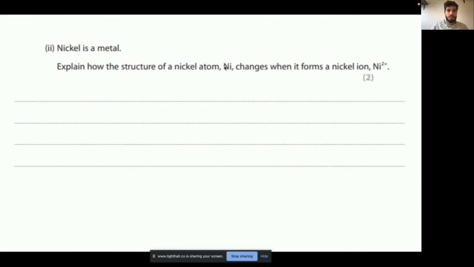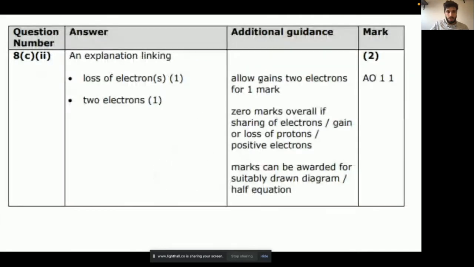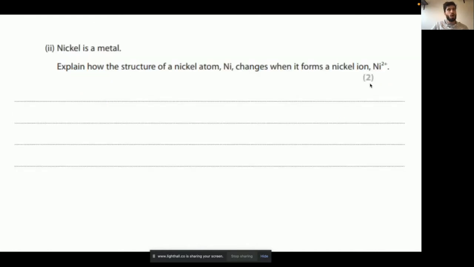So this is all you need to say. Lost 2 electrons. Loss of electrons, 2 electrons. However, the way I would answer this, because it's 2 marks, and if I just wrote nickel has lost 2 electrons, in my head, I'd be like, have I written enough? Is that enough for 2 marks?